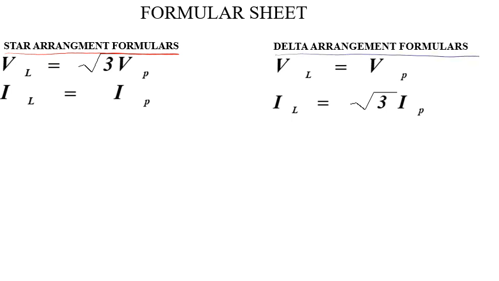So you have to know these formulas. You have to know which formula to use. When the question states it is a delta, you know that these are the formulas you are using. And when the question says it is a star, these are the formulas to calculate the line current and the phase current.